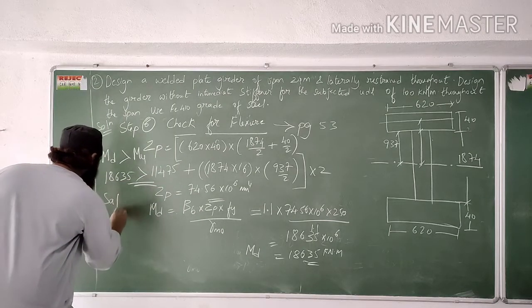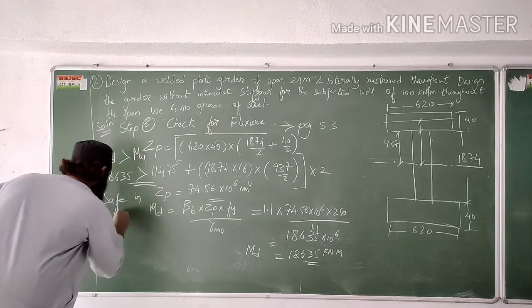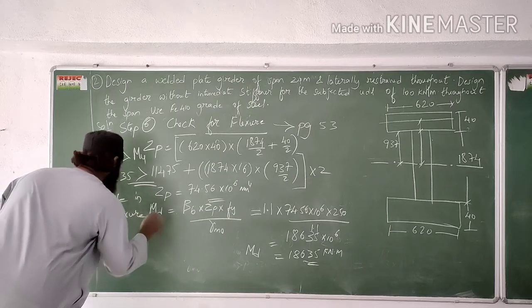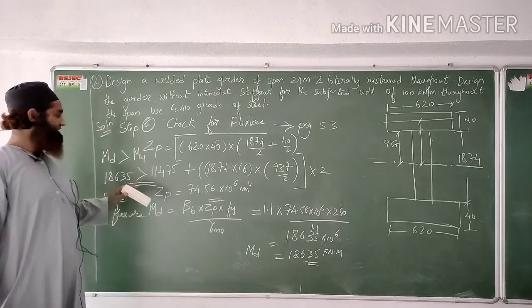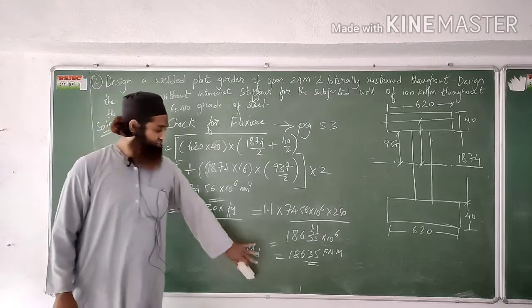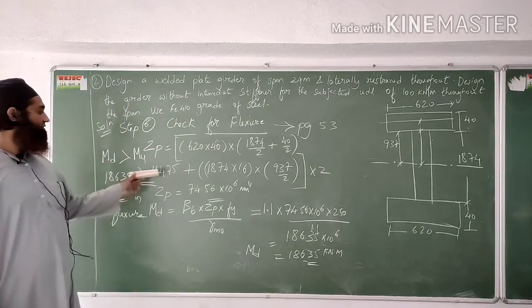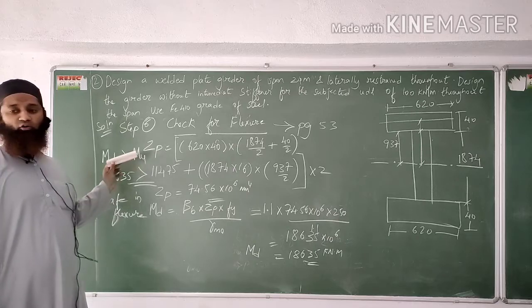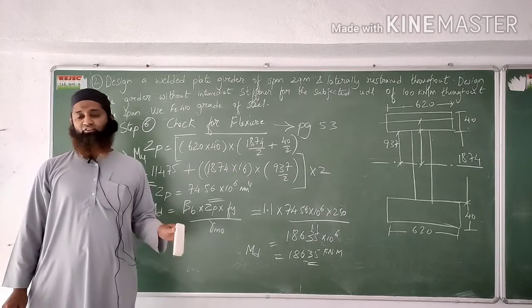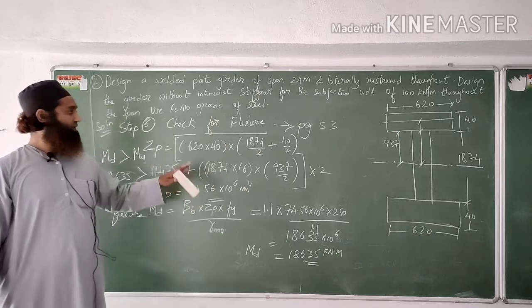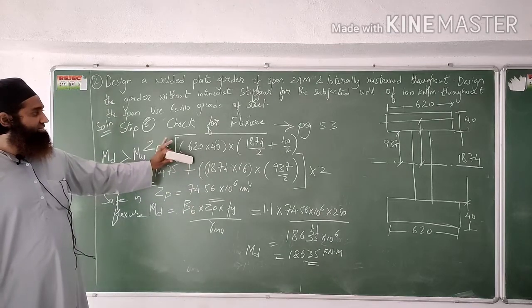So it is safe in flexure also, because MD is 18,635 and that is greater than 11,475, the MU moment we had calculated. So it is safe in flexure. Hope this is clear. Please be clear in calculating this ZP.